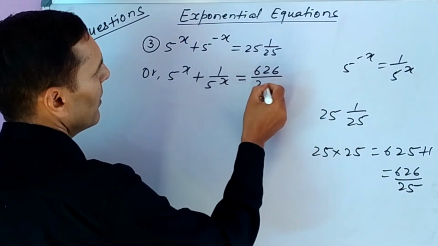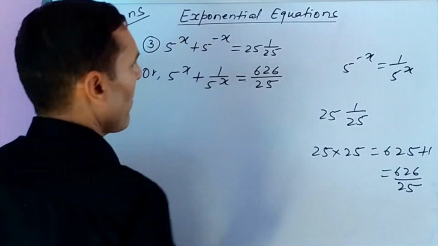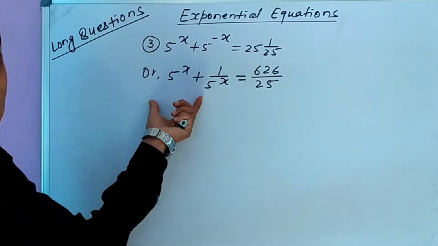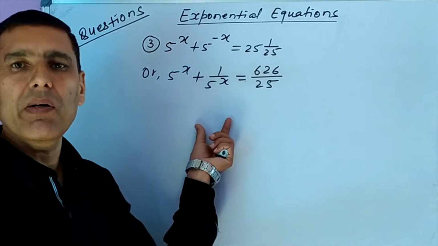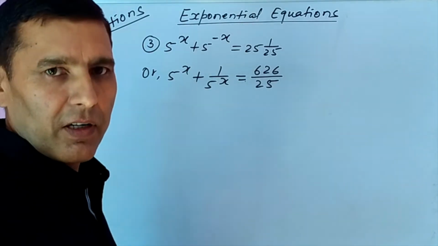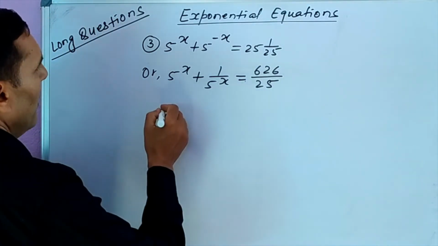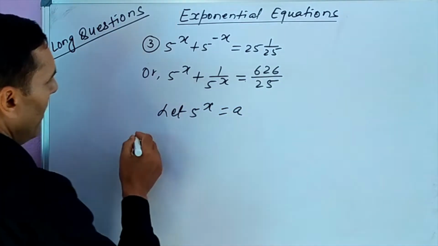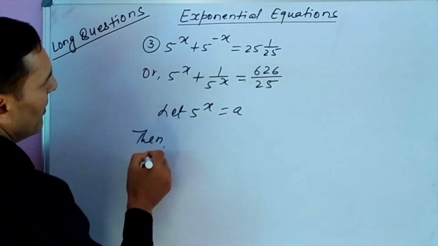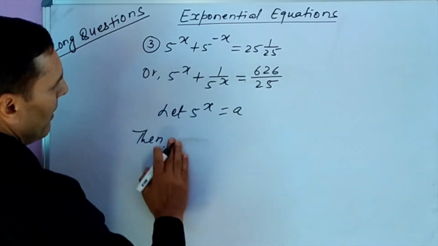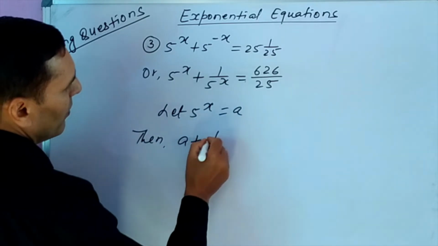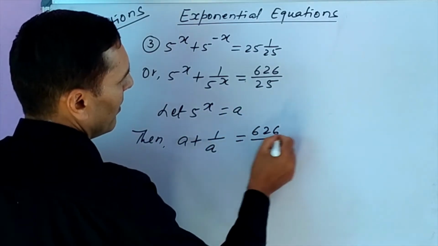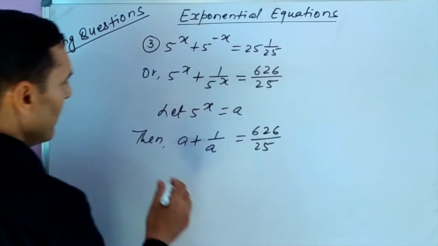626 upon 25. So after this, we suppose a single letter for this 5 to the power x, so that it will be easier for us to solve this equation. So let 5 to the power x be equal to a, then this equation becomes a plus 1 upon a is equal to 626 upon 25.